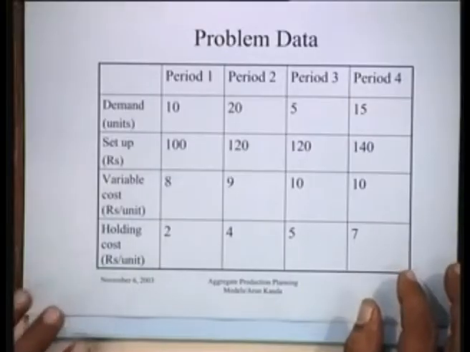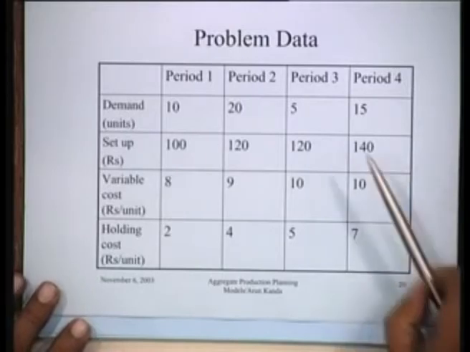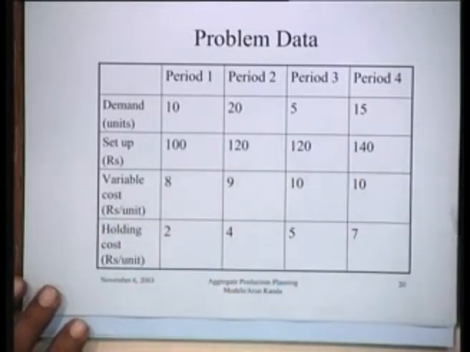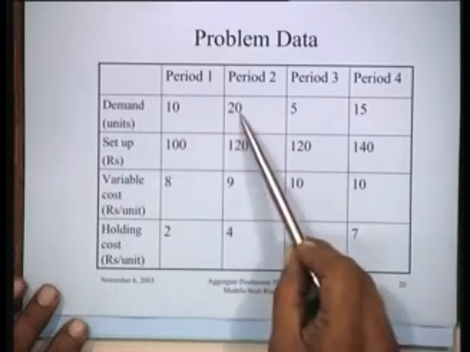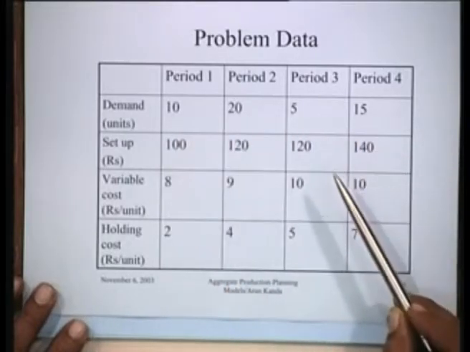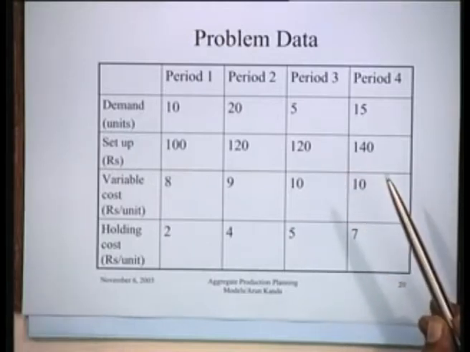We'll need some data for the problem, so we take some data. This will be the data that we'll use for solving the general problem. We are saying, for instance, that demands in periods 1, 2, 3, 4 are 10, 20, 5 and 15. So they exhibit the same type of character.